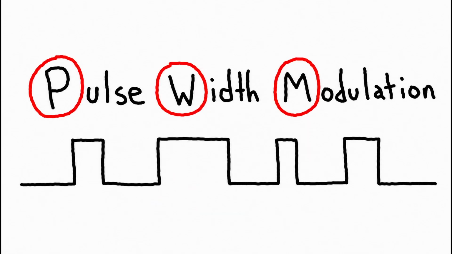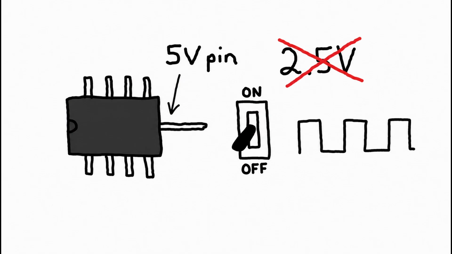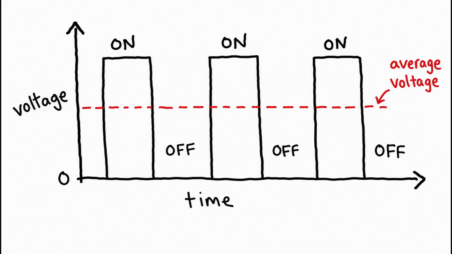PWM stands for Pulse Width Modulation. That's a fancy name for a very simple idea. Instead of sending a smooth in-between voltage, say 2.5 volts from a 5 volt pin, a microcontroller rapidly switches a pin on and off. And by controlling how long it stays on versus off, it tricks things into behaving as if they got a lower average voltage.